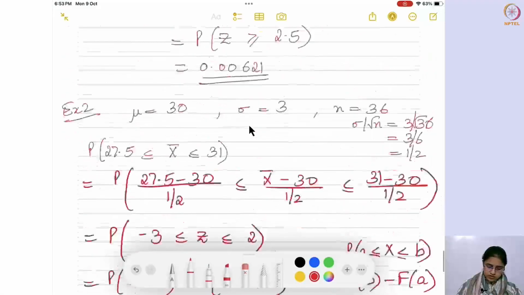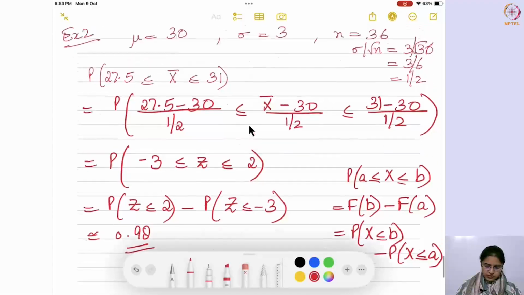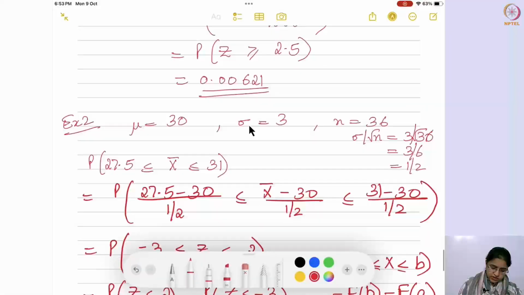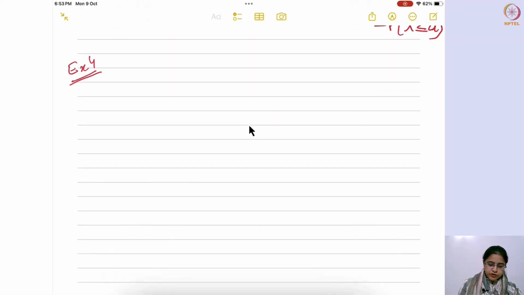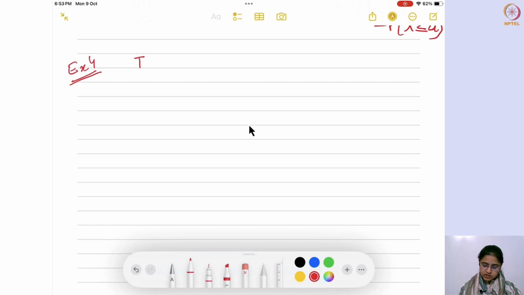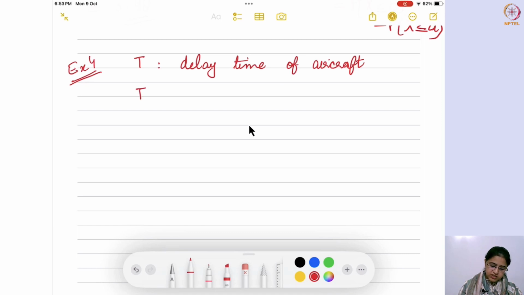So this was our second, I think if you go by the numbering, this will be the third example over here, and now we have the fourth example. If you denote the delay time of an aircraft, D is the delay time of an aircraft at an airport, then T is following a uniform distribution with parameters -27 and 123.